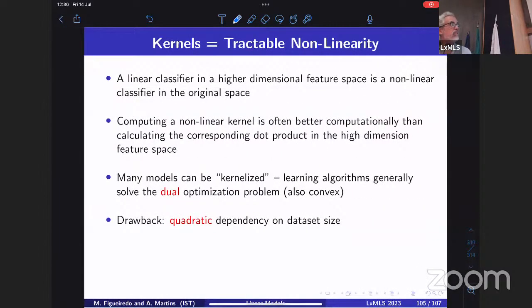The drawback usually is that it's expensive. The cost is quadratic in the data set size because you always need that matrix that has all the pairwise similarities.